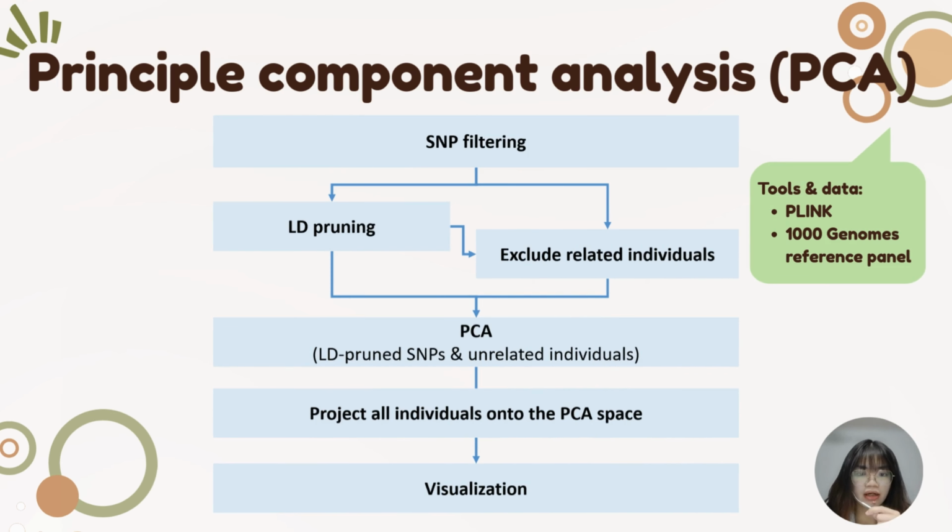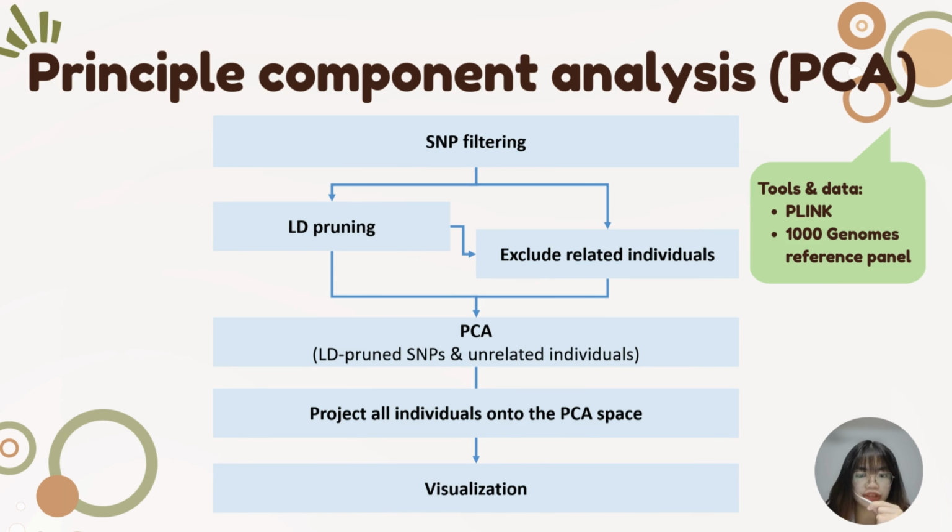On this slide, we summarize the major steps of PCA in GWAS. First, we perform SNP filtering to remove the low-quality variants. Then, we do LD pruning and exclude the related individuals to ensure independence among samples and SNPs. Next, we run the PCA on these LD-pruned and unrelated SNPs to capture the main axes of genetic variation.